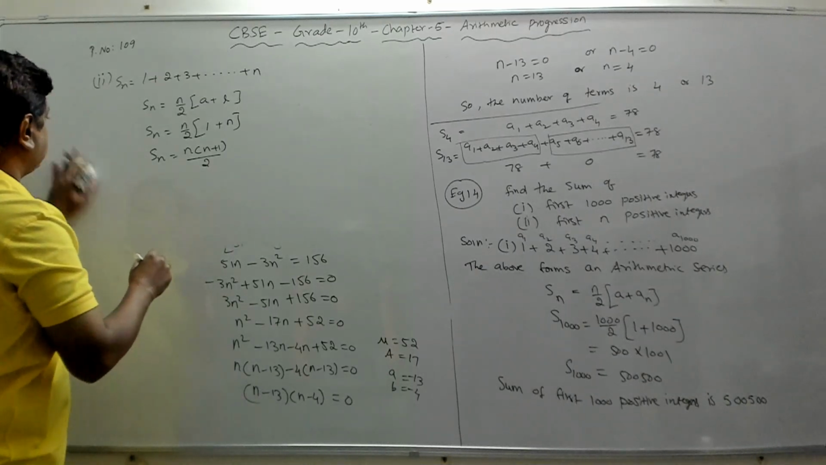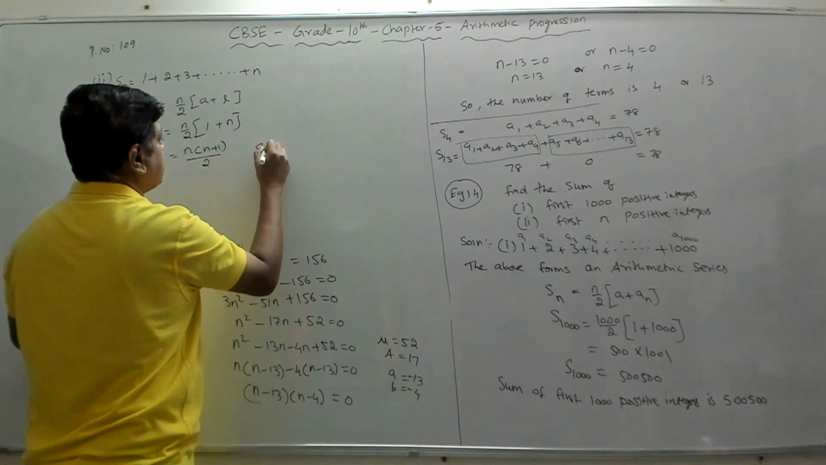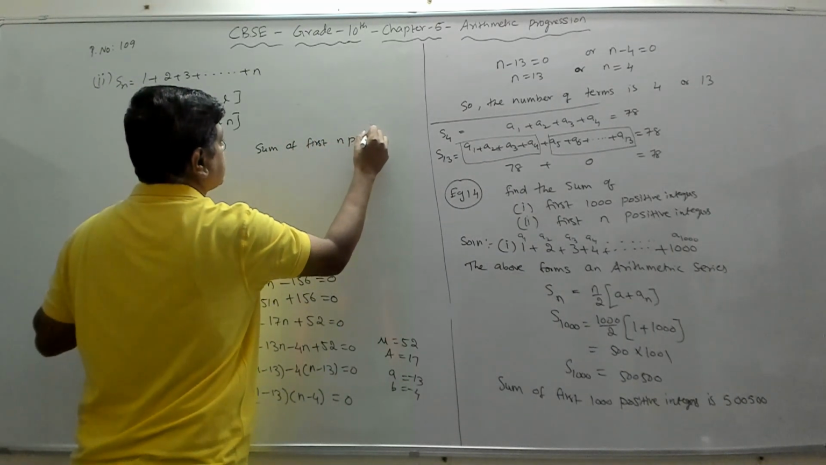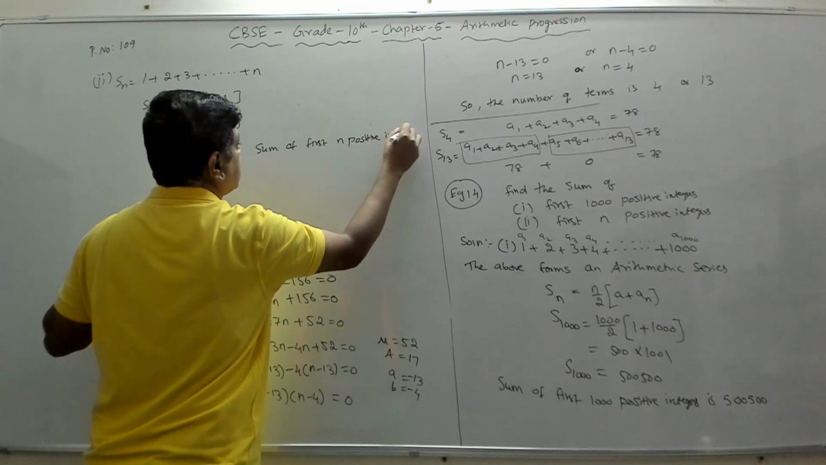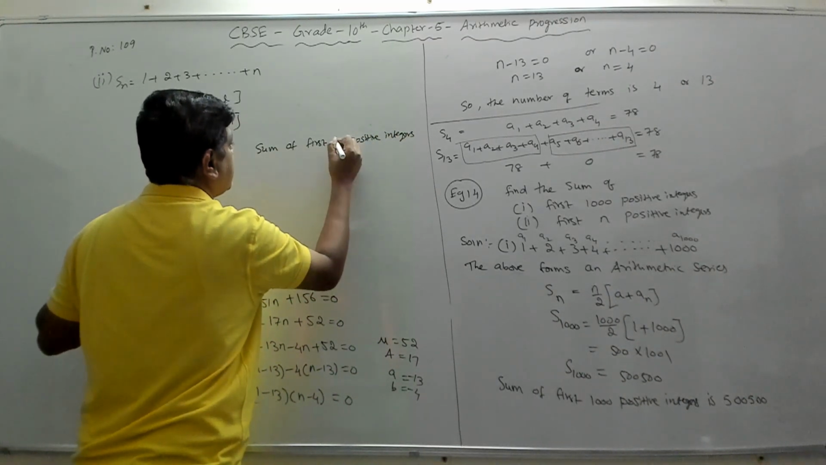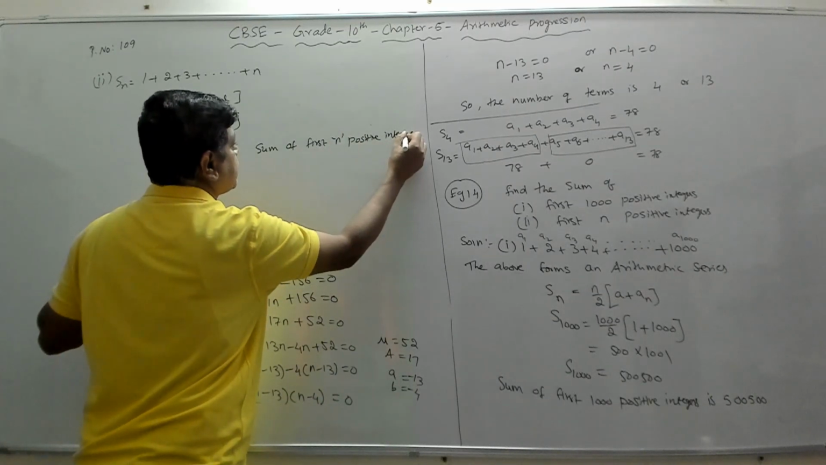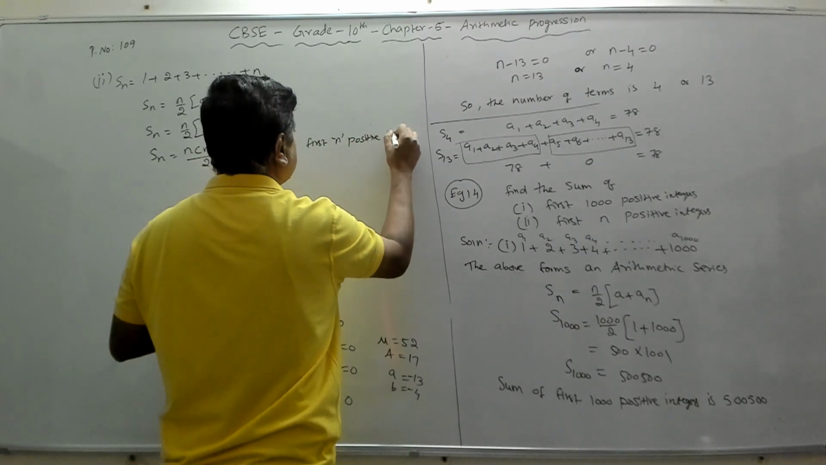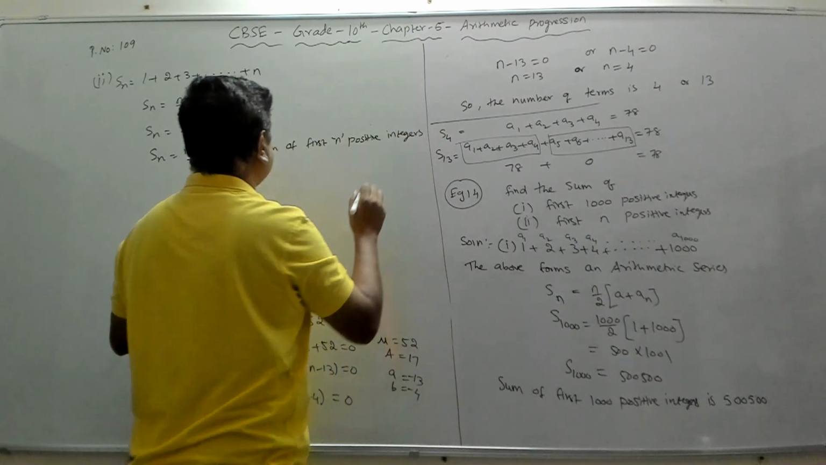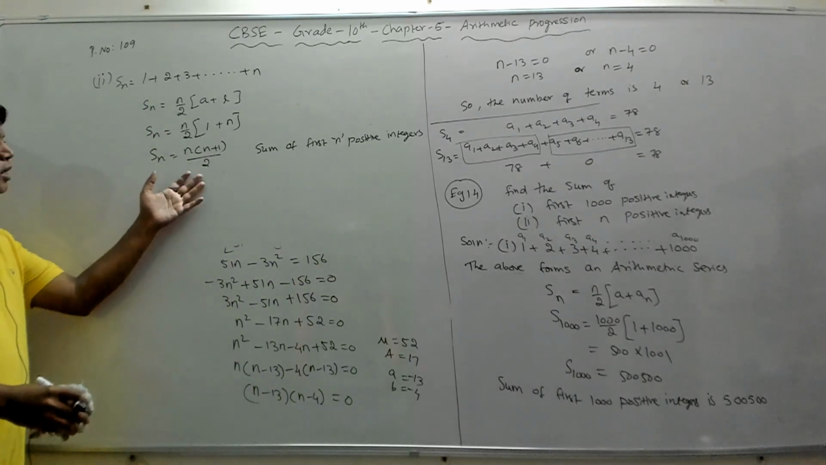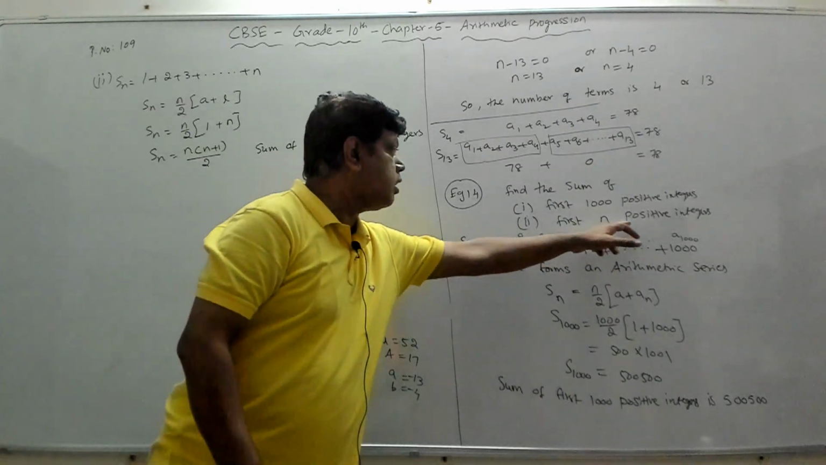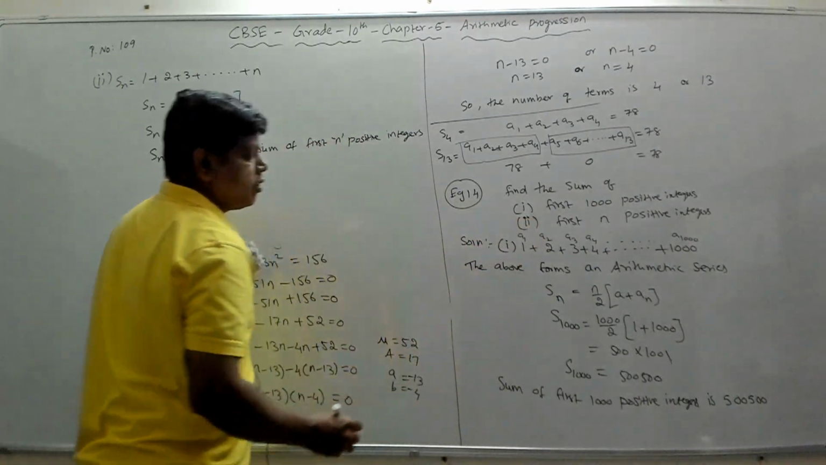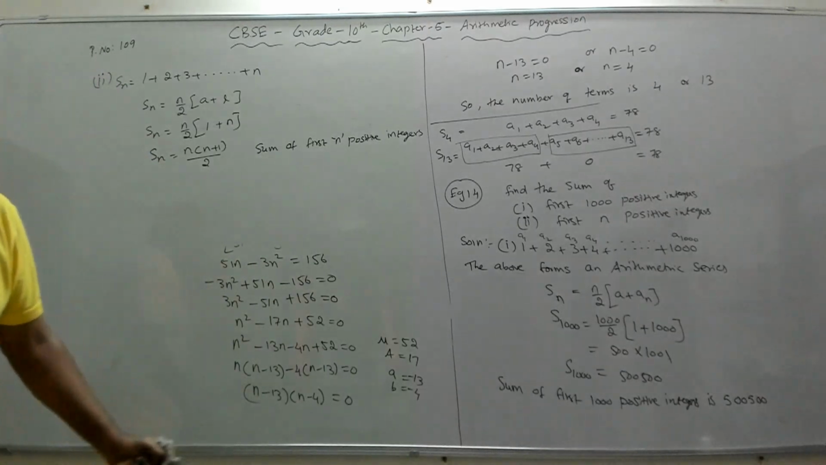Or I'll write it here. So this denotes the sum of the first n positive integers. Sorry, my handwriting is very bad. Okay, fine. So this is the answer for finding the sum of the first n positive integers, which is the second part, right? Fine. So all of you can copy this.